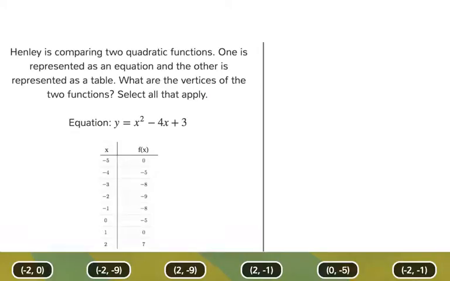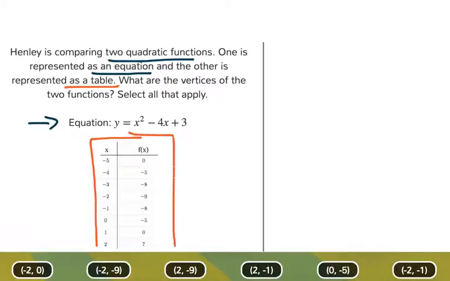Okay, in this problem, Henley is comparing two quadratic functions. One is represented as an equation shown here, and the other is represented as a table shown right here. It says, what are the vertices of the two functions? Select all that apply. Okay, well, let's do the table first, since we have all the values there. That'll be easier to look at.